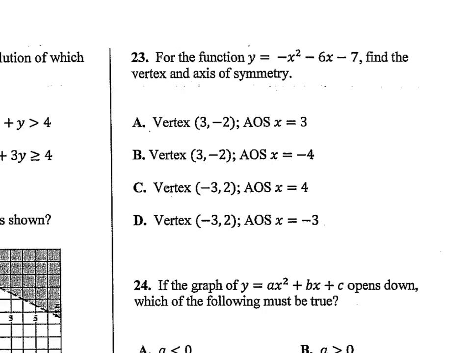Question number 23. For this function, -x squared minus 6x minus 7, find the vertex and the axis of symmetry. Psst, plug it into your graphing calculator. Once you find that axis of symmetry, it'll also tell you what the vertex is. Okay.